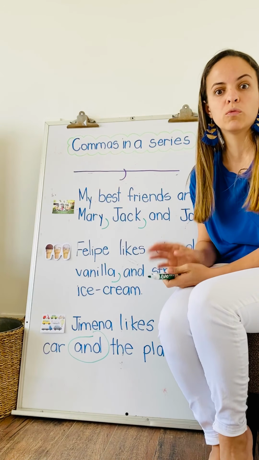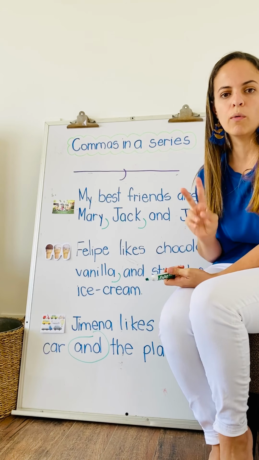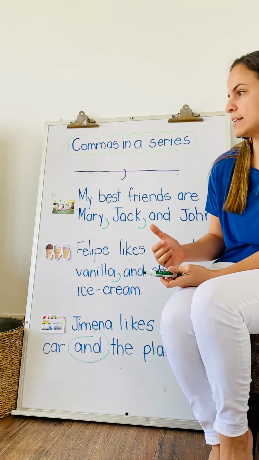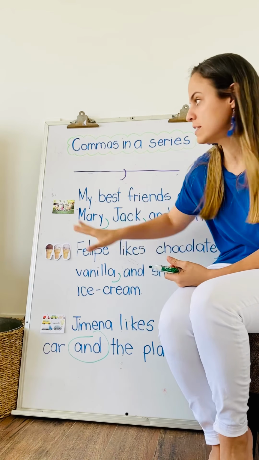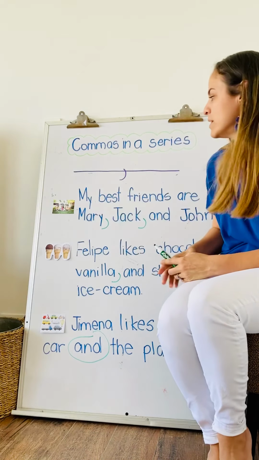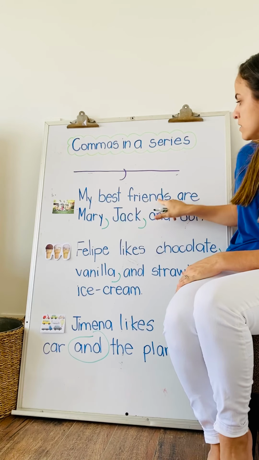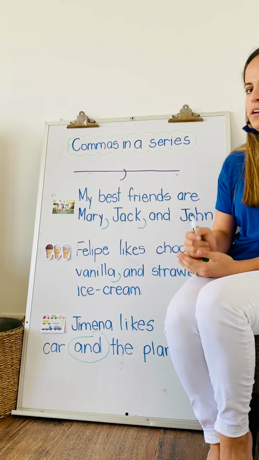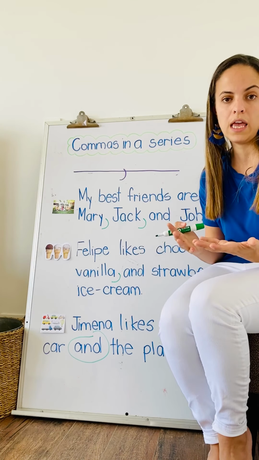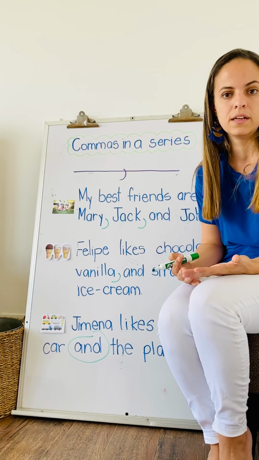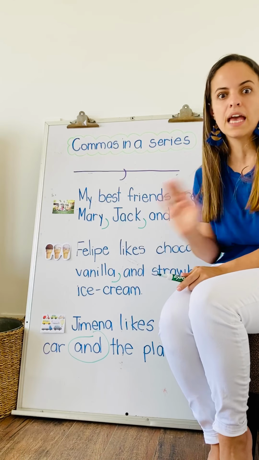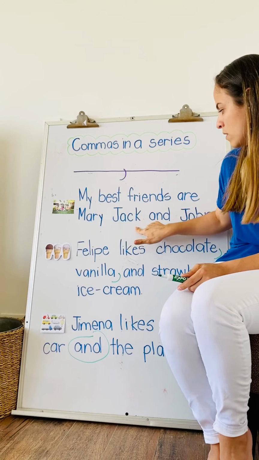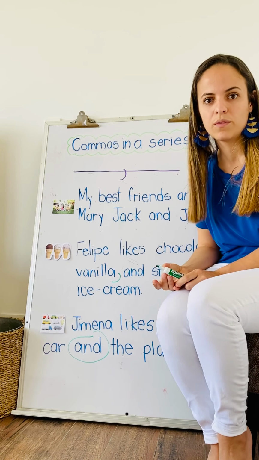I have a picture with 3 kids in it, 2 boys and 1 girl. Now, in the sentence, as an example, I wrote that these kids are my best friends, all right? So it says, my best friends are Mary, Jack, and John. Now you know the names of each of these kids, but what happens if I take away these commas and I erase them? What would the sentence say now?